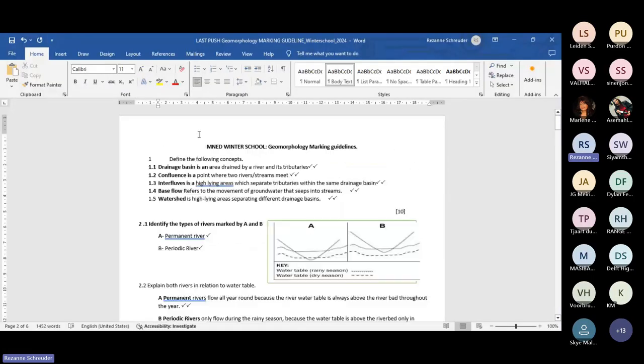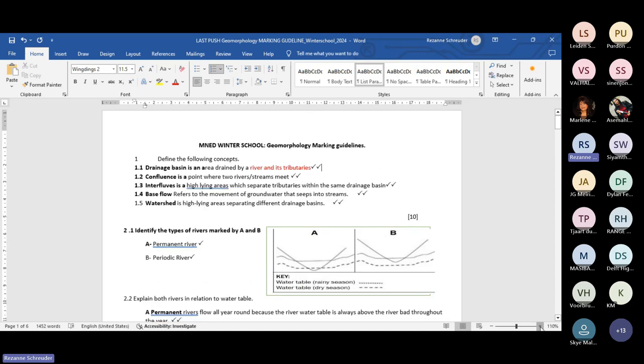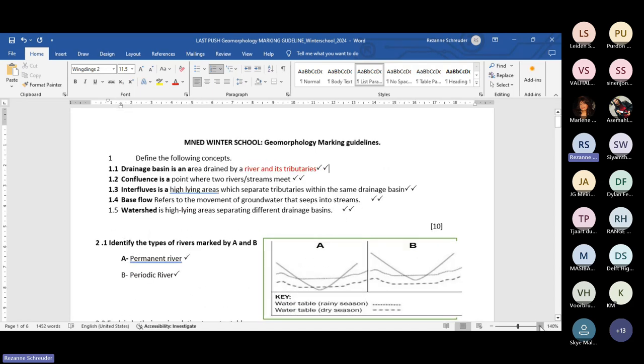Right, I am back. Grade 12s, what I would like to point out with the concepts is when they ask for a drainage basin, you can't just say that the area is drained by a river and that's that, because the drainage basin is not just the main river, it's the river and its tributaries. So this section over here, I'm going to make the writing red. That's what we are looking for when we mark.